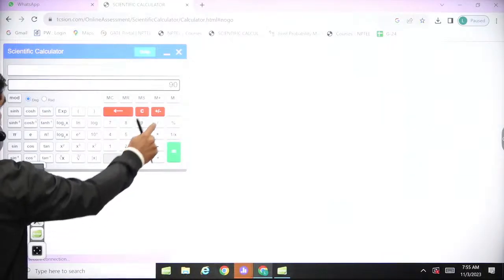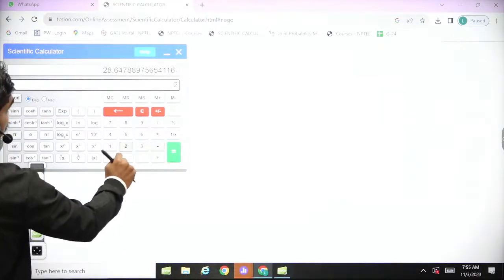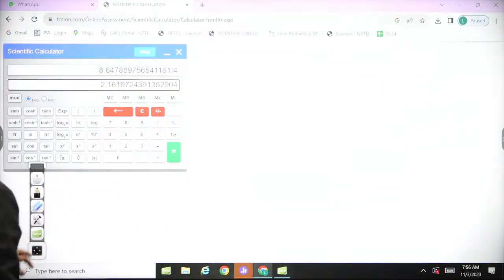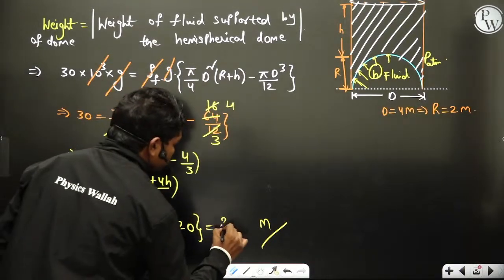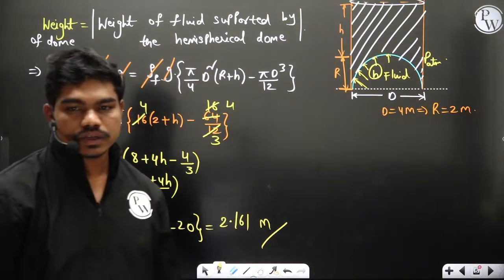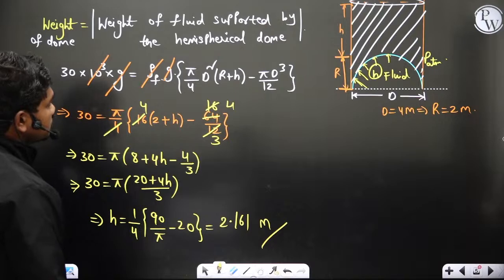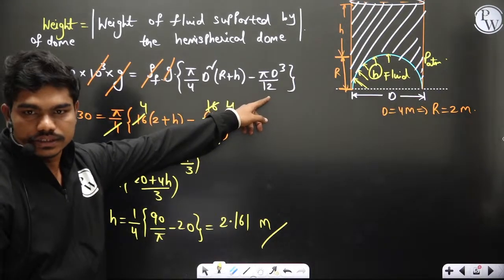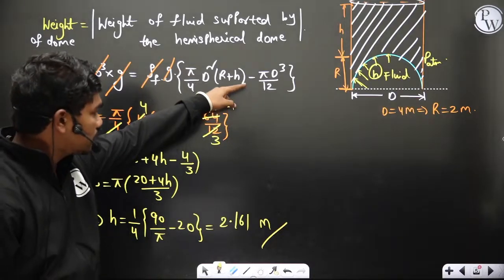90 by pi minus 20. Okay, so this value divided by 4, 2.161 meters is what you're getting. Yes. So in the last term the denominator is 3, whereas here in this term it is something else, is what you're telling.